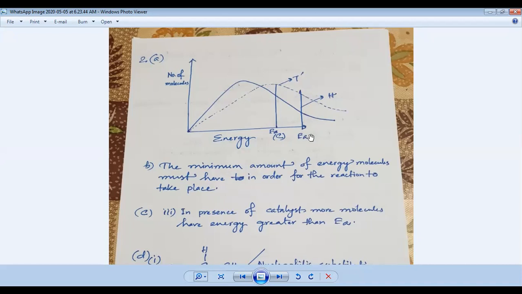Now EA, look at EA. EA remains the same for higher temperature and lower temperature. We don't change activation energy. You can think about activation energy as the pass mark. Pass mark remains the same. When students study properly, their capability increases and the average number of students passing that particular subject increases. Okay, but the pass mark remains the same.